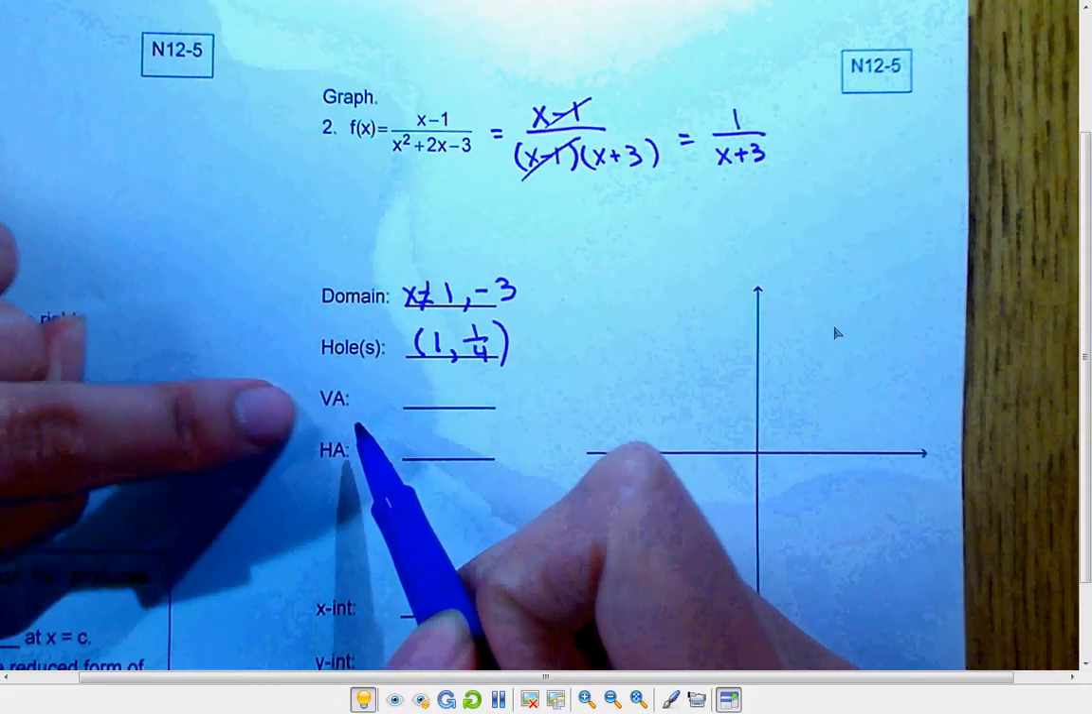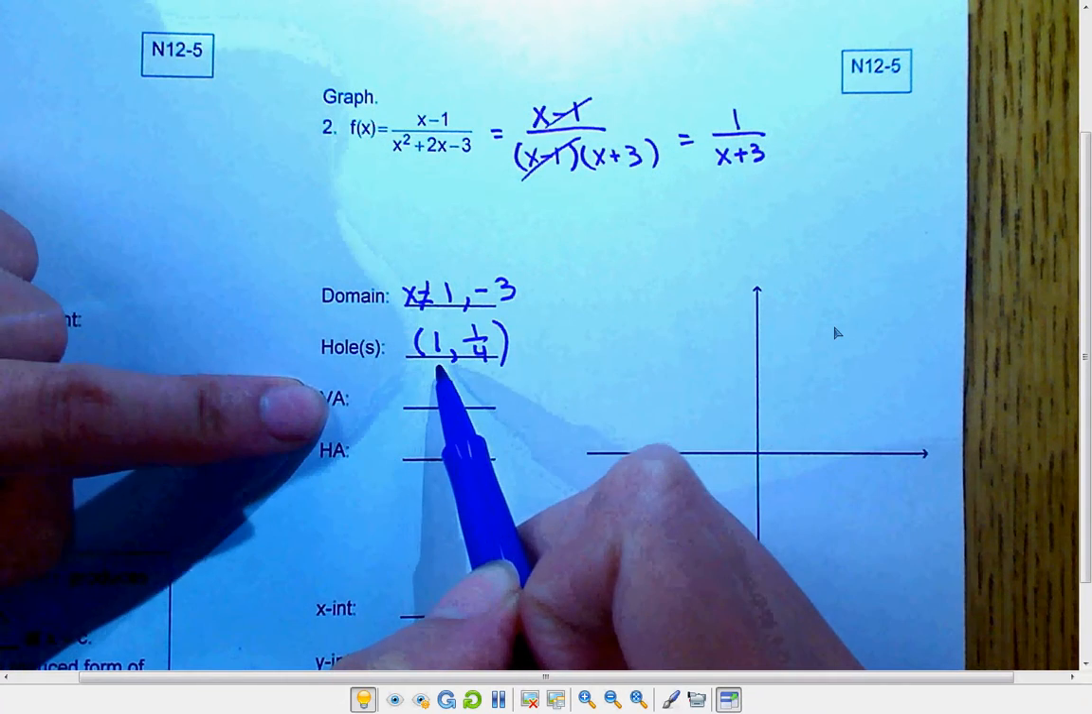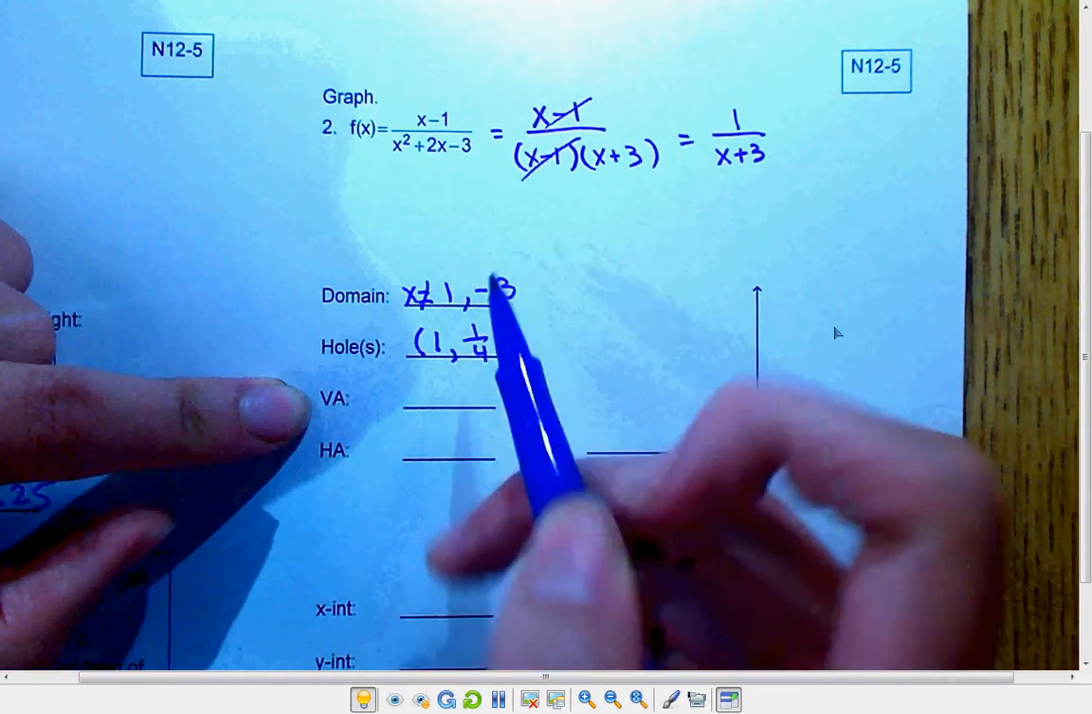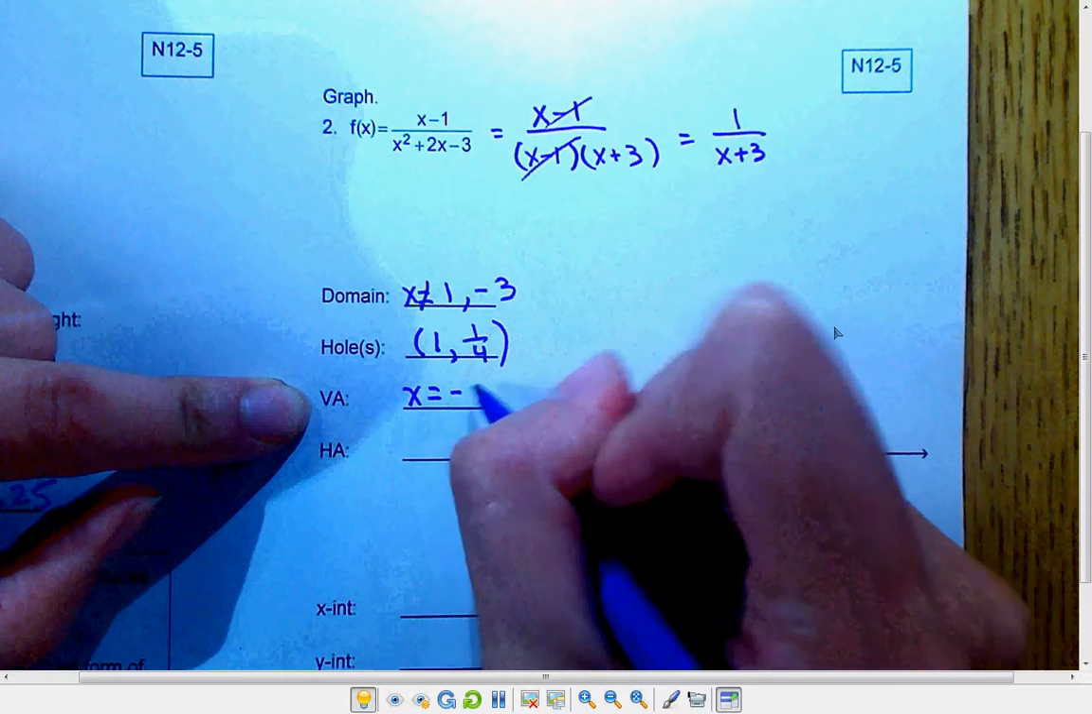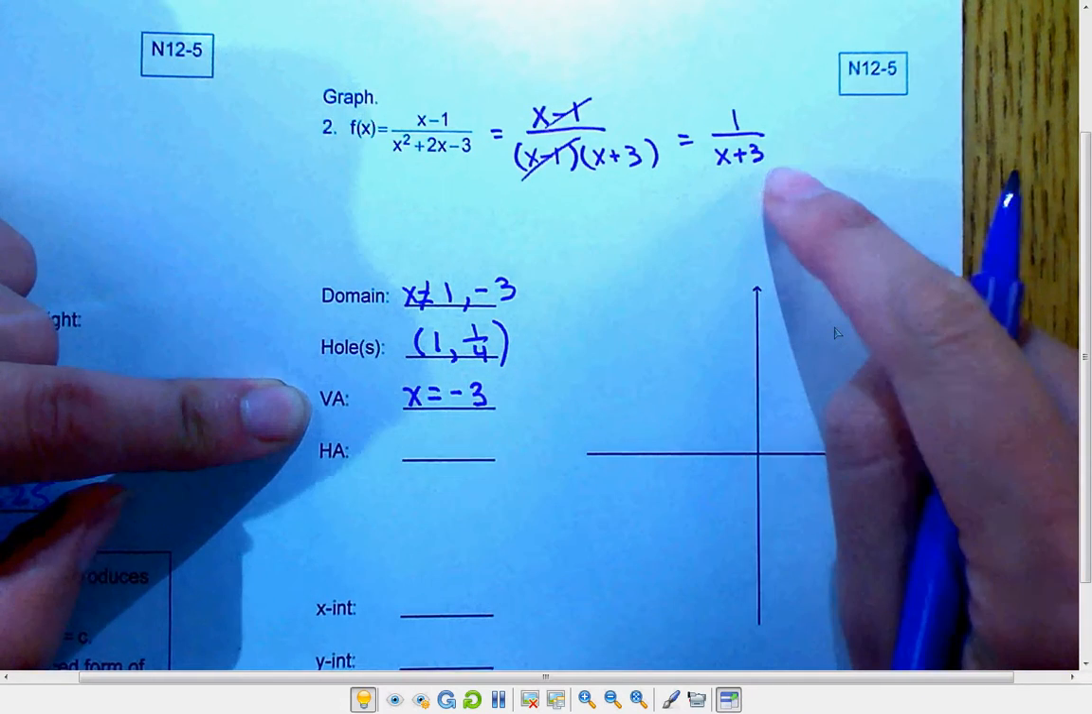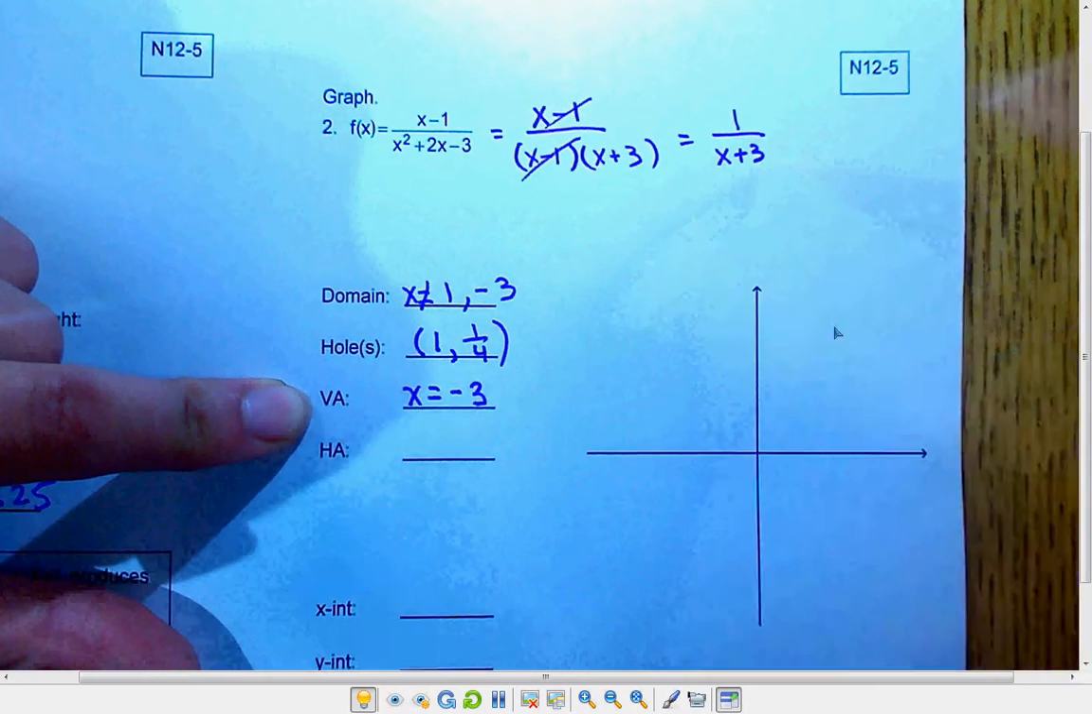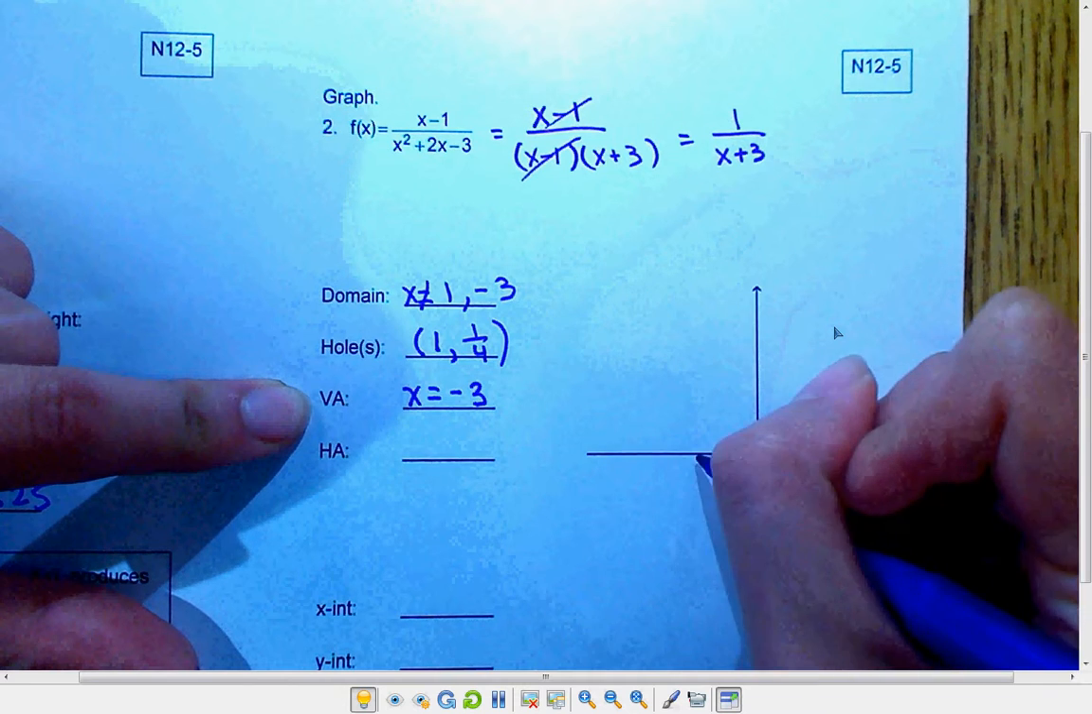And so now our vertical asymptote. Because we have a hole at 1, our vertical asymptote is the one that we have left over. So x is equal to -3. So again, it's just the zeros of the denominator. So let's draw a vertical asymptote at -3. 1, 2, 3.